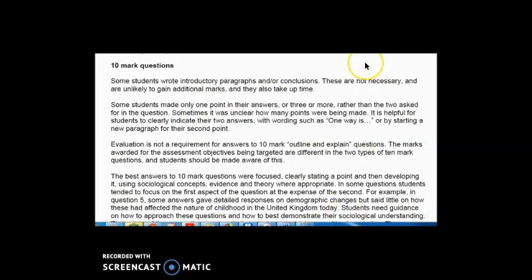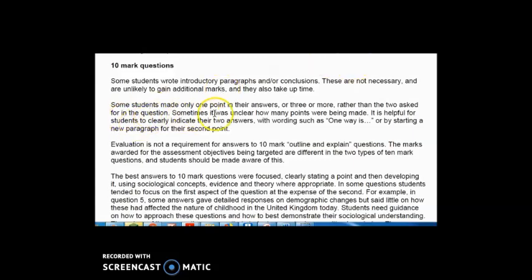Moving on to the 10 mark question, and this is just in general, some students are writing an introduction and a conclusion to these 10 mark questions. It is not necessary, it will waste time. What the examiner will be looking for is 2 chunky paragraphs that clearly answer the question set.